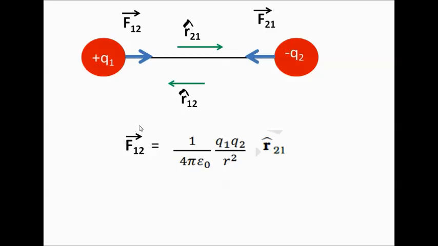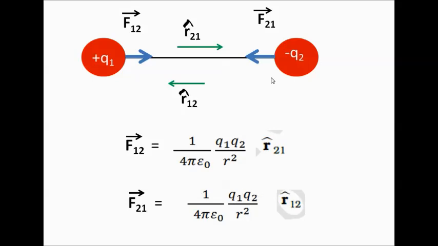In which direction is F12 acting? F12 is the force experienced by Q1, which is acting along this direction. The unit vector acting along this direction is r cap 21. So here we have to write r cap 21. Next, the force experienced by Q2. Force experienced by Q2 is F21, equal to 1 by 4 pi epsilon 0 Q1 Q2 by R square. And the direction of force.